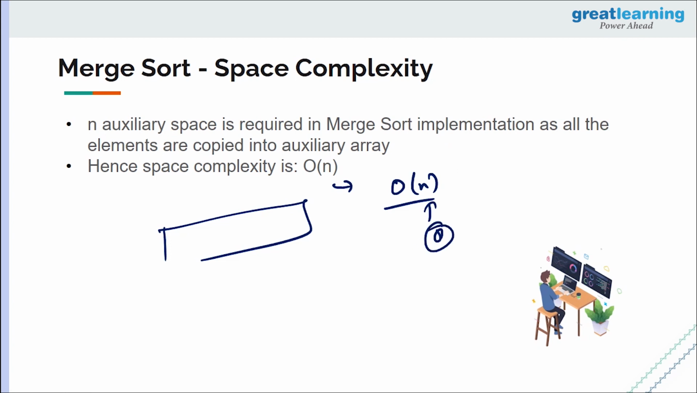And so the space complexity of merge sort is big O of n, because we are using extra memory, the left and right arrays that we created. And in the worst case, we will be required to store elements equal to the number of elements.